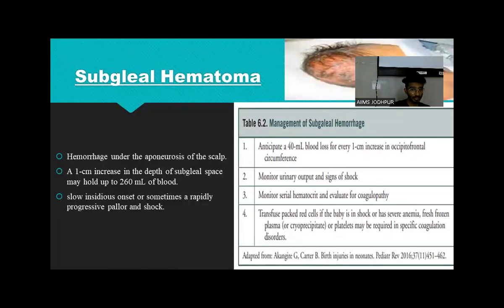So even a 1 centimeter increase in the depth of the subgaleal space can hold up to 260 ml of blood. So we should be constantly monitoring the head circumference; that is, 40 ml of blood loss should be considered for every 1 centimeter increase in the occipitofrontal circumference. The child can rapidly progress to pallor and shock. So we should monitor urinary output and signs of shock, monitor serial hematocrit, evaluate for coagulopathy, and transfuse PRBC if needed.